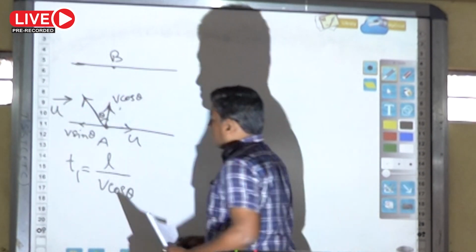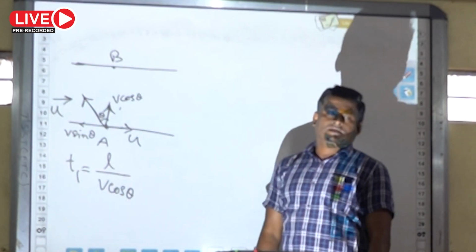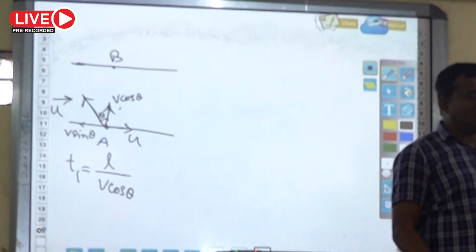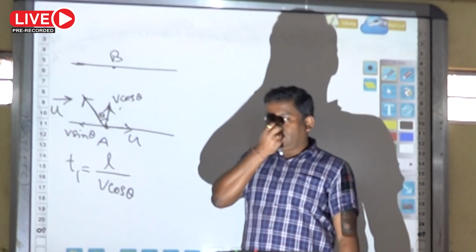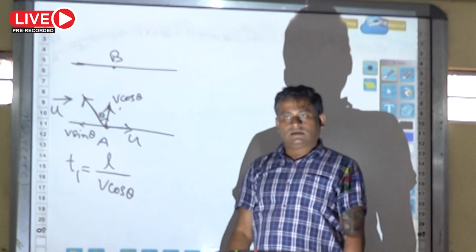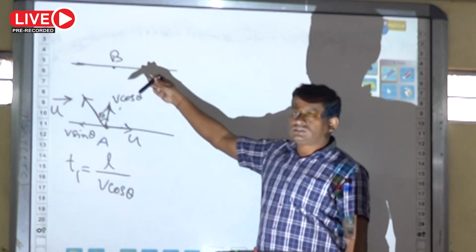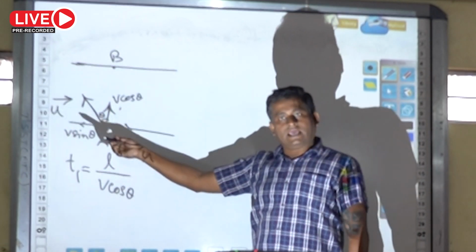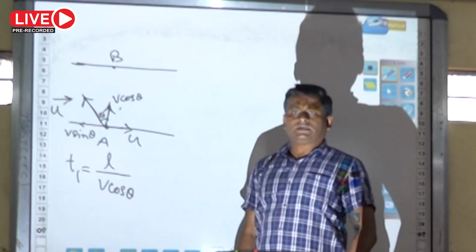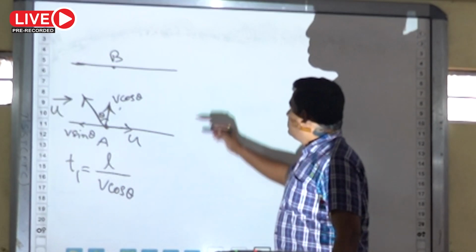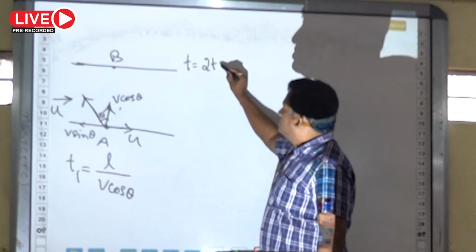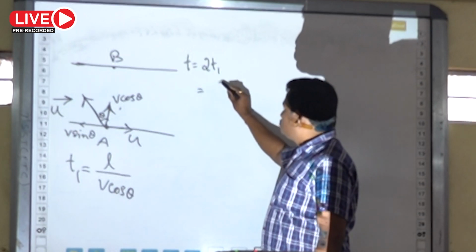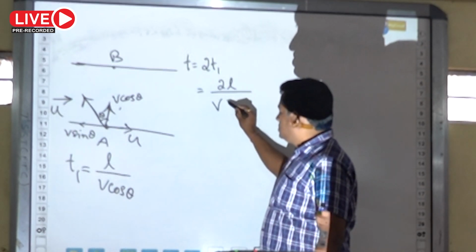Next, when it is coming back, again the same situation arises, because now with this velocity again u is perpendicular, so it should be drifted along this direction. So it has to start at the same angle. So the same time again, and the total time t will be 2t1, that is 2L by v cos theta.